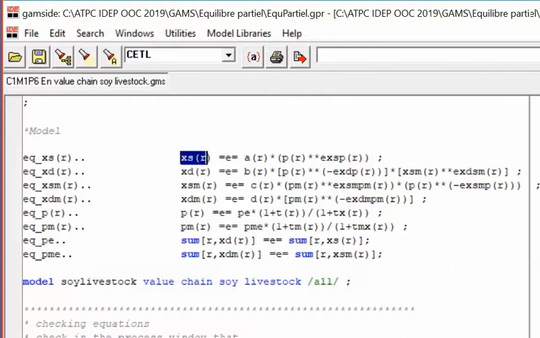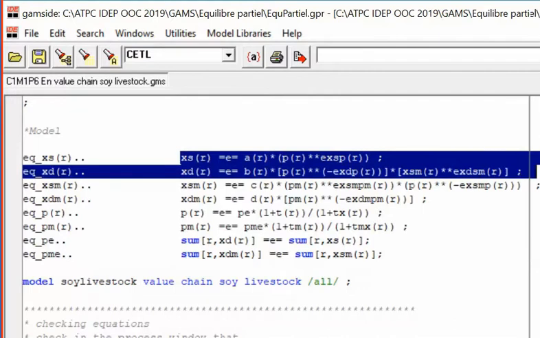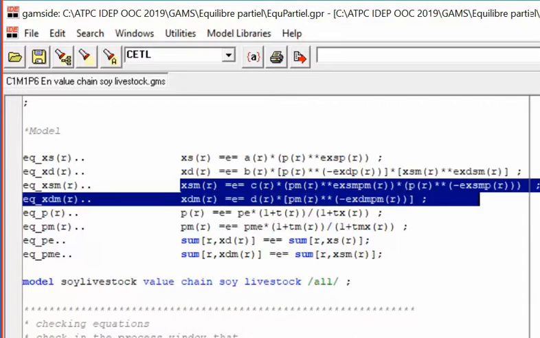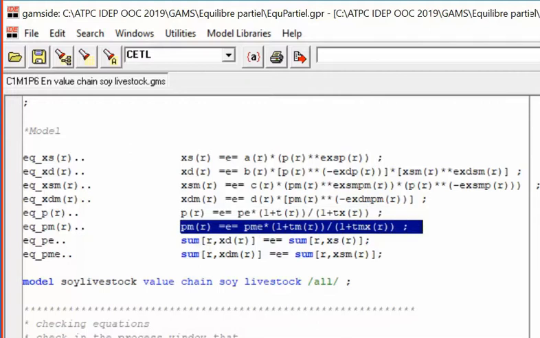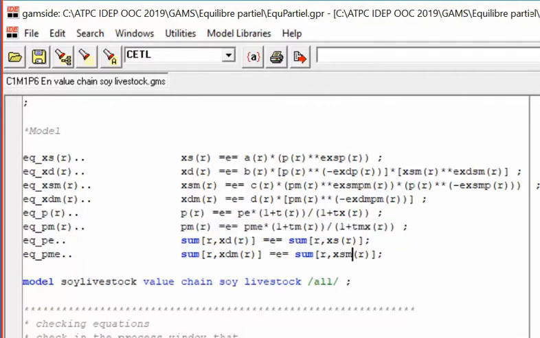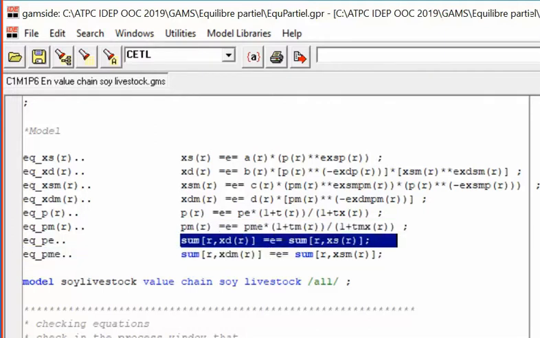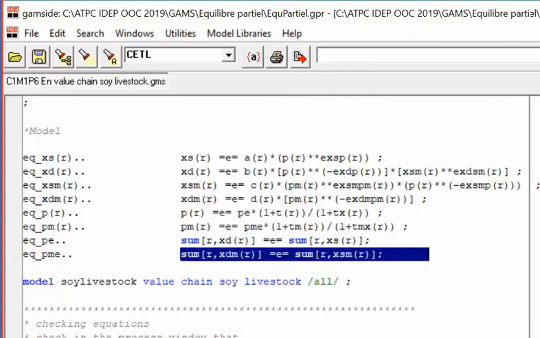So in fact there is supply and demand in the soy sector for each country. You've got supply and demand for meat for each country. You've got a price linkage in the soy sector for each country, a price linkage between local price and world price for each country in the meat sector, and then you've got the equilibrium on the world market of soy, and then the equilibrium condition on the world market of meat.